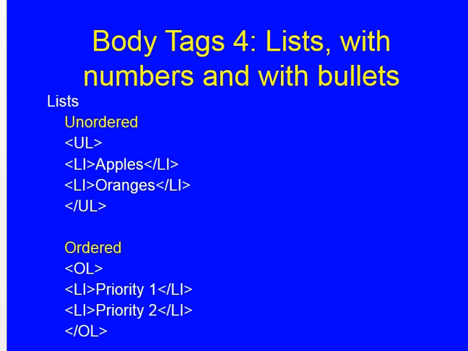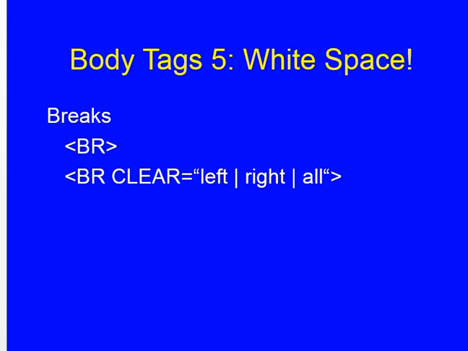ul and ol tags: ul is unordered list, which gives bullets, and ol is ordered list, which gives numbers. So bulleting and numbering are available in HTML files. Then br is a break of a particular line, so it breaks and clears left, right, or all positions.